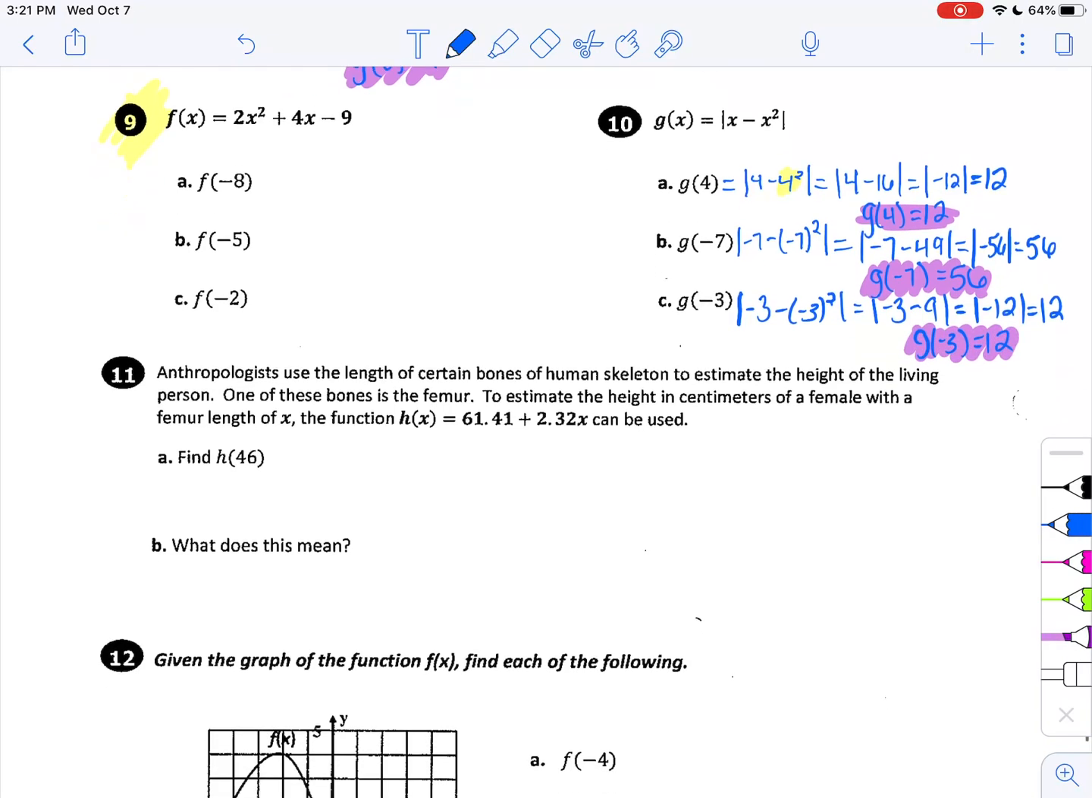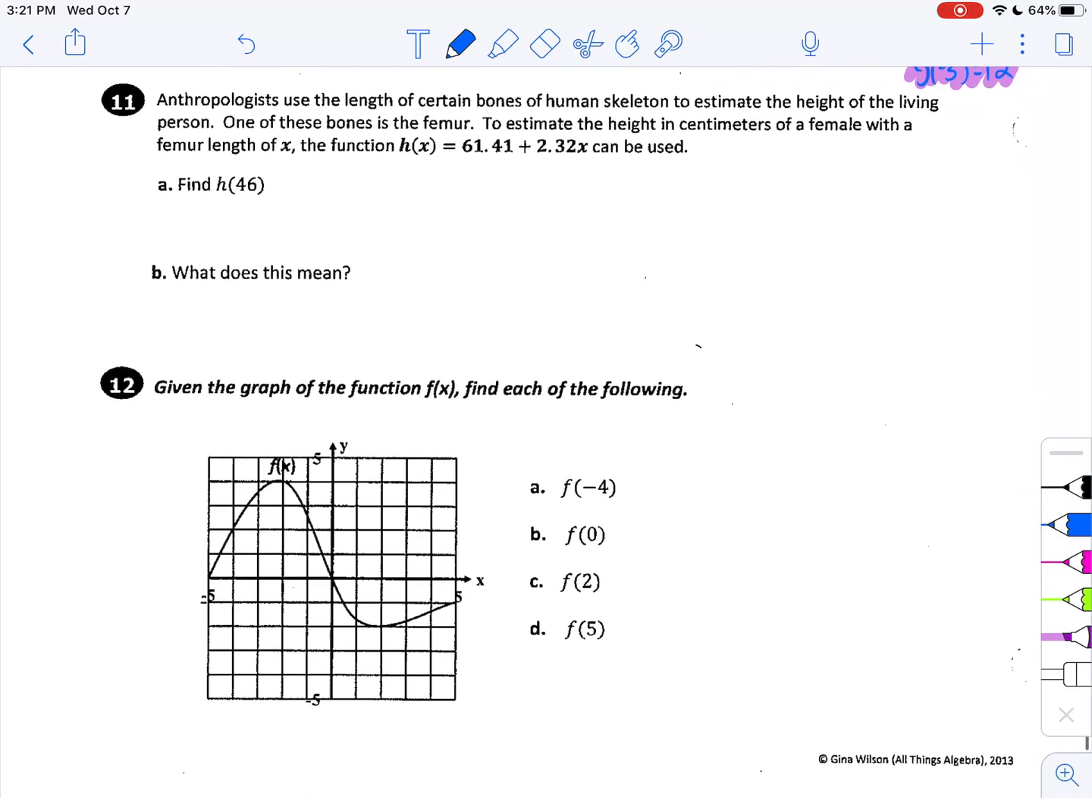Now let's look at number 11 together. Number 11 says an anthropologist used the length of certain bones of the human skeleton to estimate the height of a living person. One of these bones is the femur. To estimate the height in centimeters of a female with a femur length of x, they use this function. H of x equals 61.41 plus 2.32x. First, it wants us to find h of 46.